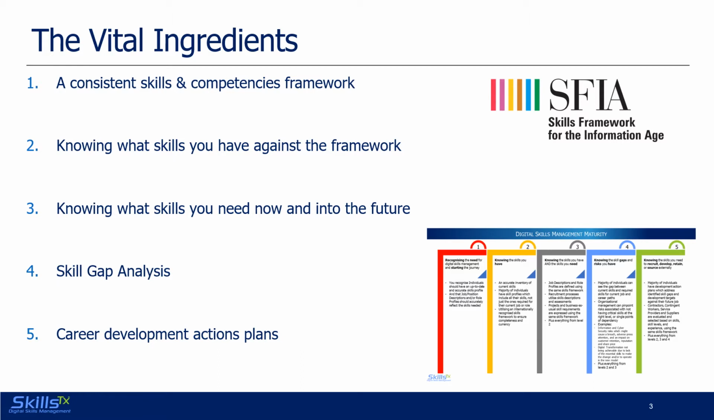Answering the what skills do we have question using that common framework. Answering the what skills do we need question, again in the common language of SFIA. With these two sets of data, what we have and what we need, we can perform gap analysis and make better data-driven decisions. This includes prioritized and focused development action plans for individuals, teams, departments, as well as at the whole organization level.